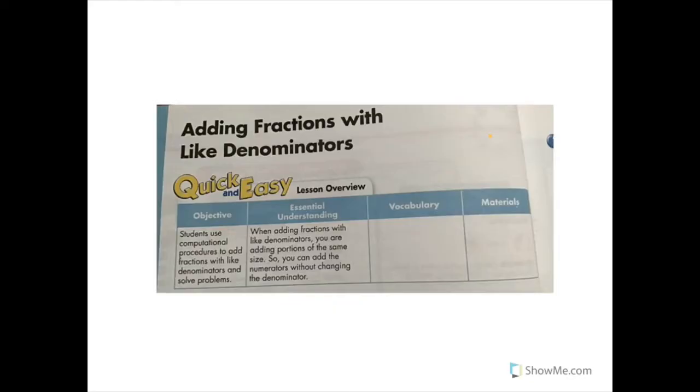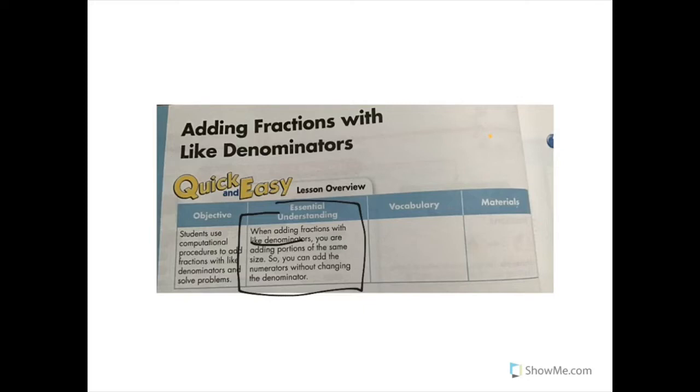Now for this lesson we're going to be adding fractions with like denominators. Now we did this in lesson 1, so it's basically the same, but on this lesson I want to focus more on word problems. The only thing I want to highlight is what's in this box right here. So when adding fractions with like denominators, you're adding portions of the same size, so you can add the numerators without changing the denominator.